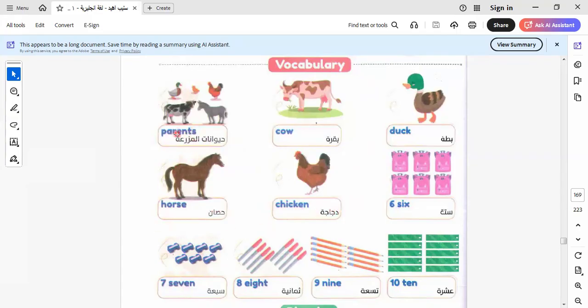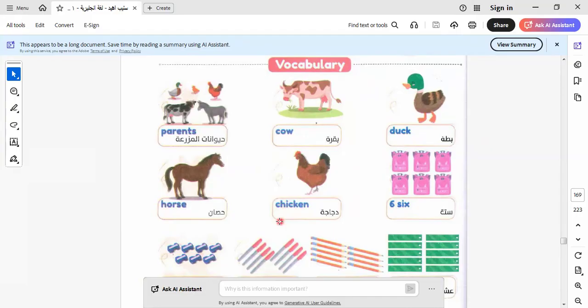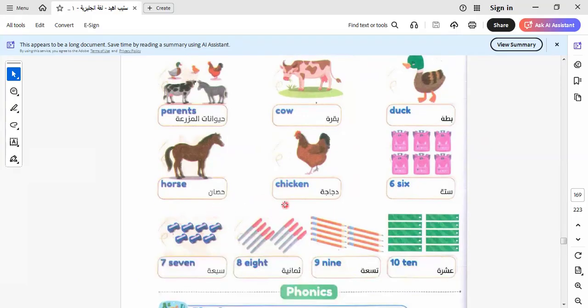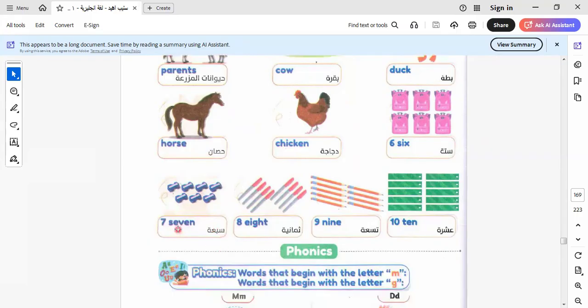Parents, cow, duck. Six, chicken. CH is pronounced as sh. We say it like chair, like chicken, children. So here we have CH pronounced as sh. You can look up the pronunciation of CH in the dictionary. It will be here: chicken and horse. Here we say 7, 8, 9, 10.